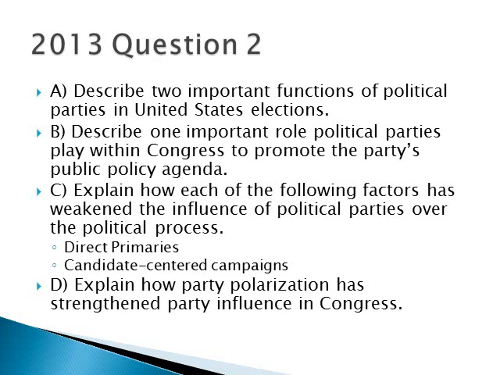Describe 1 important role political parties play within Congress to promote the party's public policy agenda. Explain how each of the following factors has weakened the influence of political parties over the political process. And they give 2 factors, direct primaries and candidate-centered campaigns. Explain how party polarization has strengthened party influence in Congress. So you've got functions of political parties. You've got how the party has been weakened. And then you've got the part about how the party has strengthened in Congress.